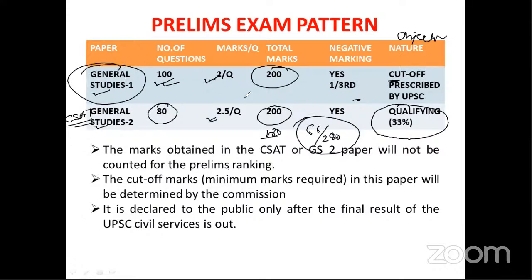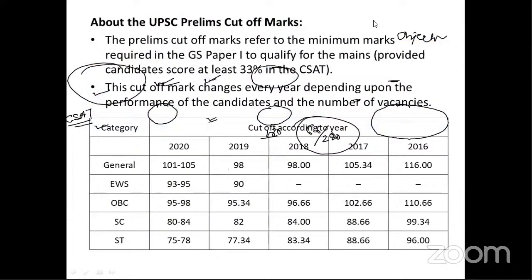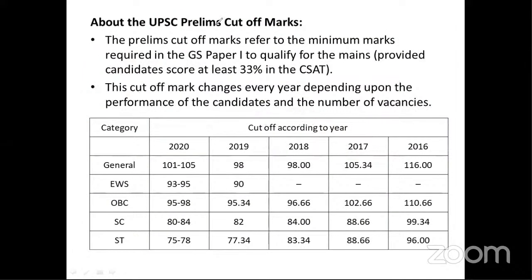Okay, so every year the cutoff is changed. Like last year the cutoff was 98 marks. Okay, now what about the prelims cutoff? This is a very big confusion among the students about the cutoff marks, कि क्या cutoff marks same रहता है या cutoff कैसे change होता है हर साल, और किस चीज पे डिपेंड करता है cutoff marks change होने का.